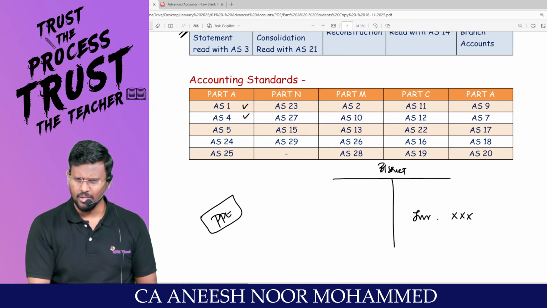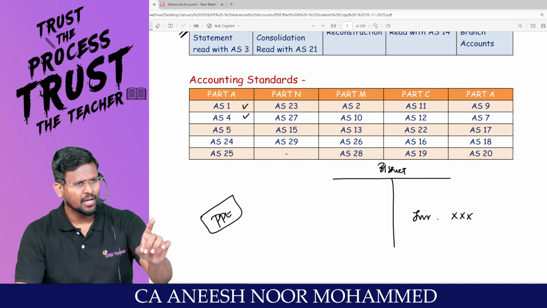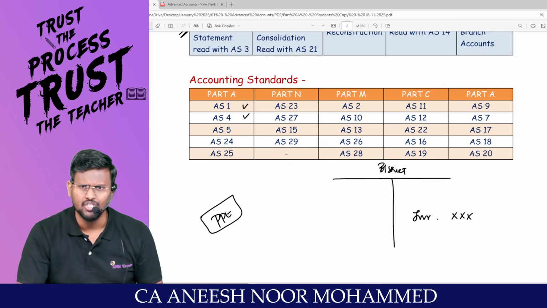My dear lovable students, we already said in the introduction that if you are a company, every company has to prepare its financial statements.